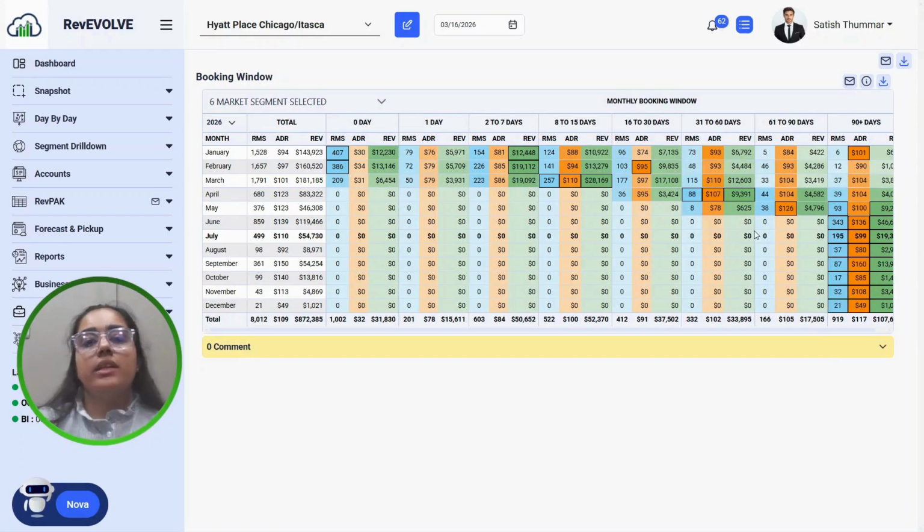Now, let's look at the core of this widget, which is the booking window distribution table. This report divides bookings into multiple linked time buckets.